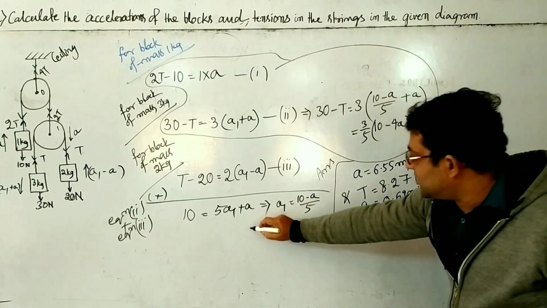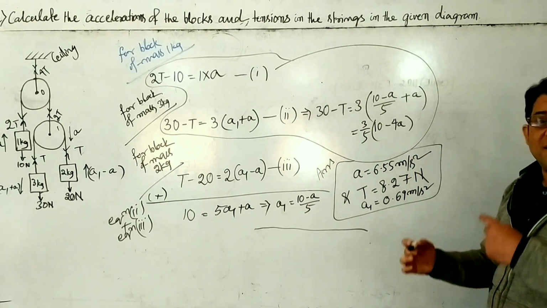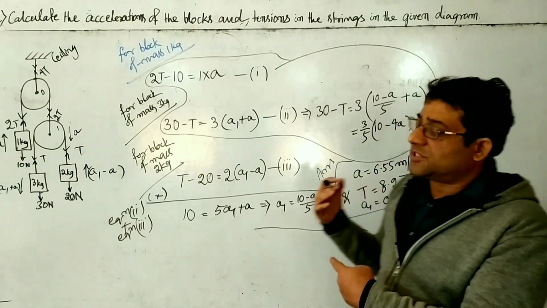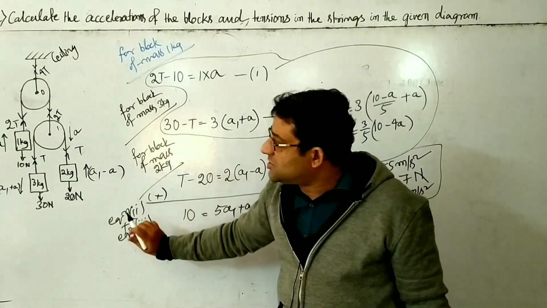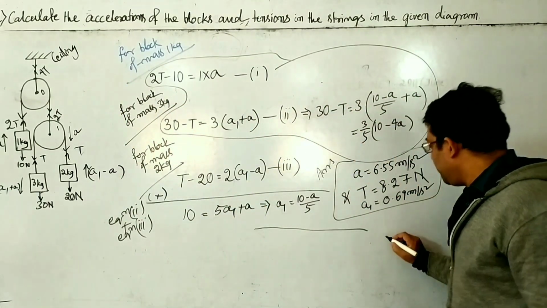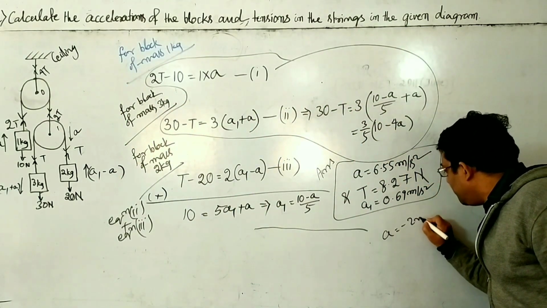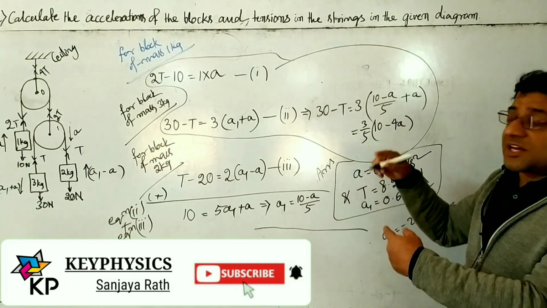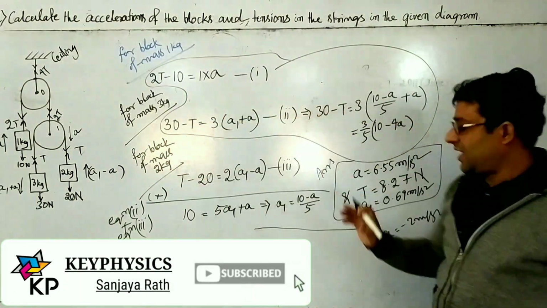Now one thing I would say here is, if acceleration comes out negative, here it's not coming, but if it comes negative, what is the meaning? It means it is moving in the direction opposite to the one we have assumed. For example, if acceleration comes to be minus 2 meter per second square, then the acceleration is 2 meter per second square in the opposite direction of our assumption.